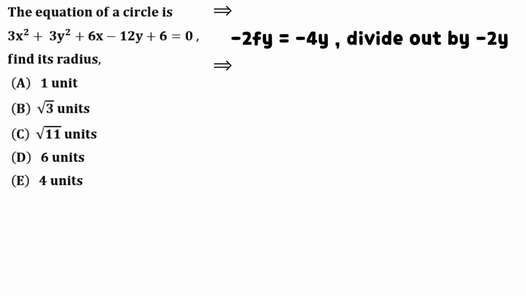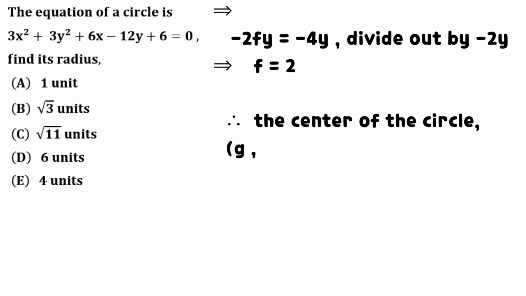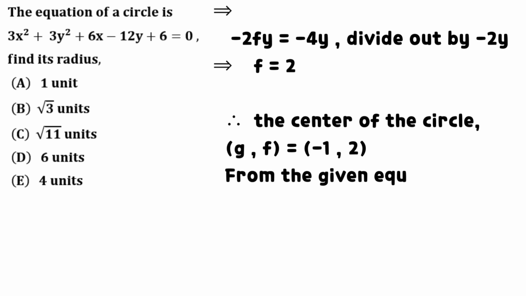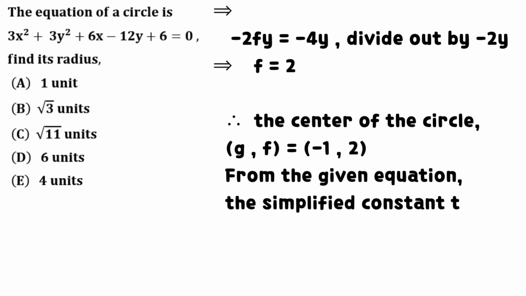It means that negative 2 times f times y equals negative 4 times y. Then, divide the equation by negative 2 times y. Thus, f equals 2. Therefore, the coordinate of the center of the circle, g and f, equals negative 1 and 2. From the given equation, the simplified constant term, c equals 2.